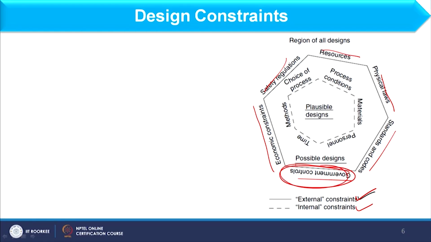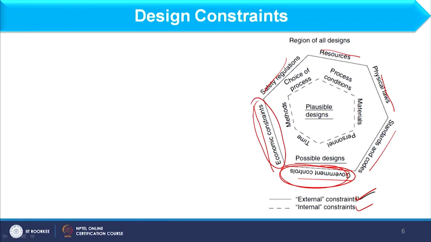First, let me focus on government control. To give an example, if you consider a chemical plant, there are strict rules and regulations from the government side that we do not discharge waste. That is a very important guideline. The designer can do nothing about that, he has to follow that constraint. What is the meaning of that? He has to treat the waste properly. He cannot throw that waste in the environment because of the government norms.